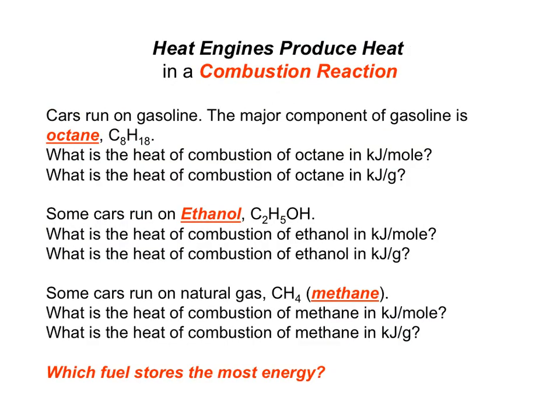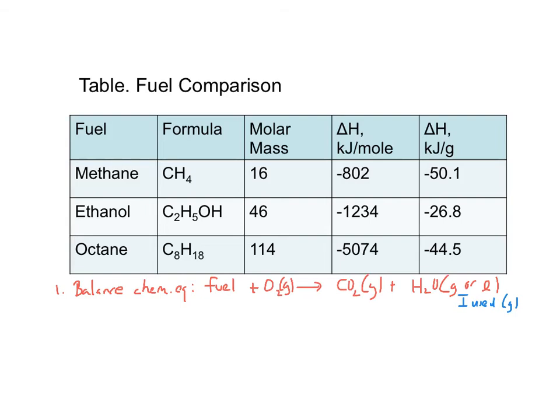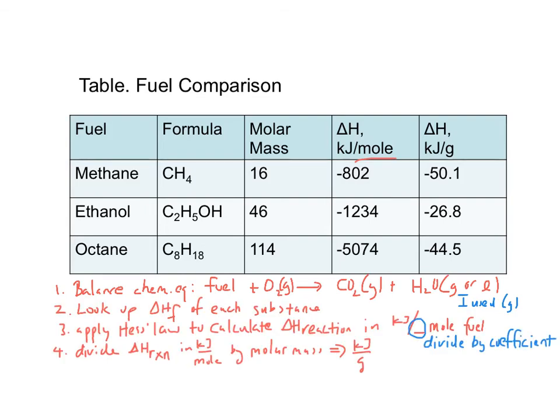Here are 3 fuels that are used in internal combustion engines. So stop the video and practice these calculations. And the answers are: on a per mole basis, octane, the biggest fuel, produces the most energy. But on a per gram basis, methane produces the most energy.